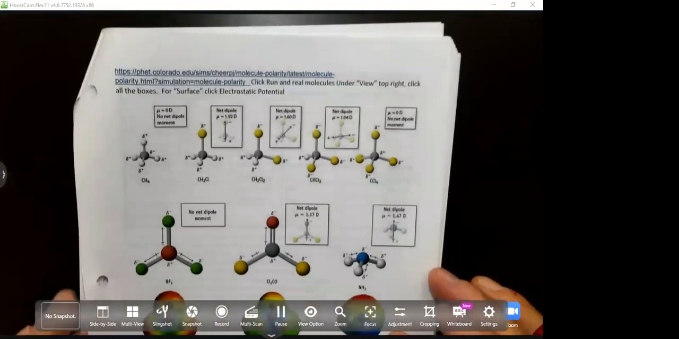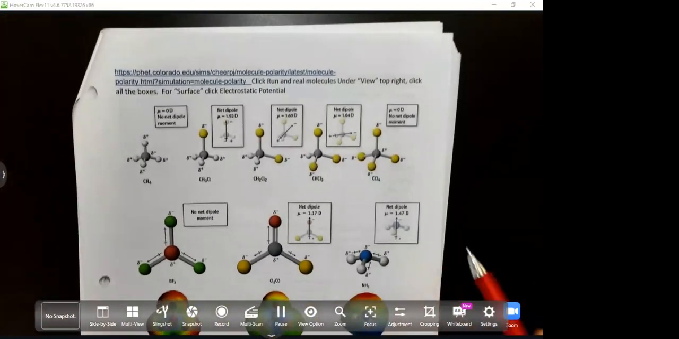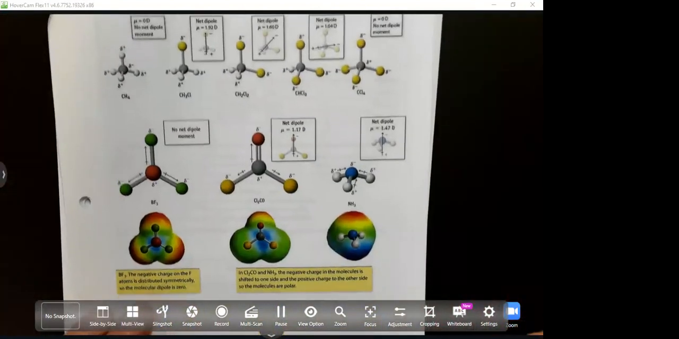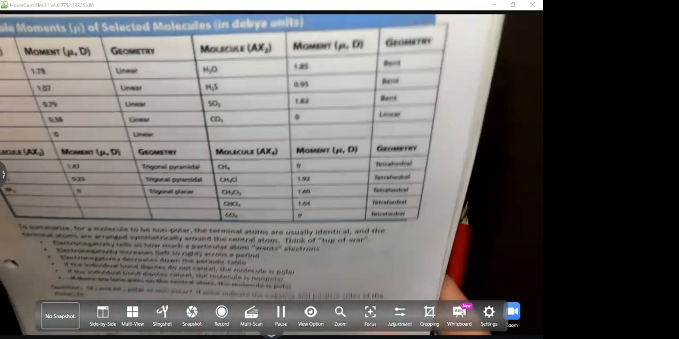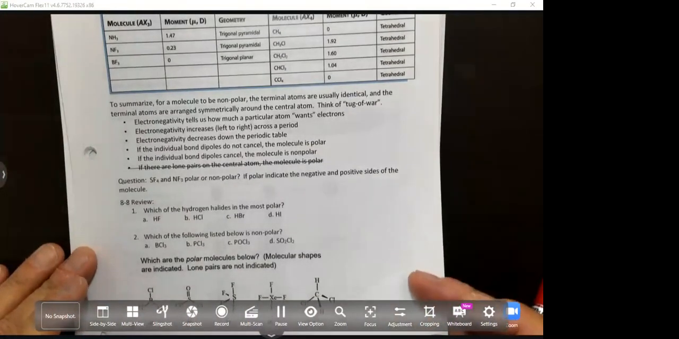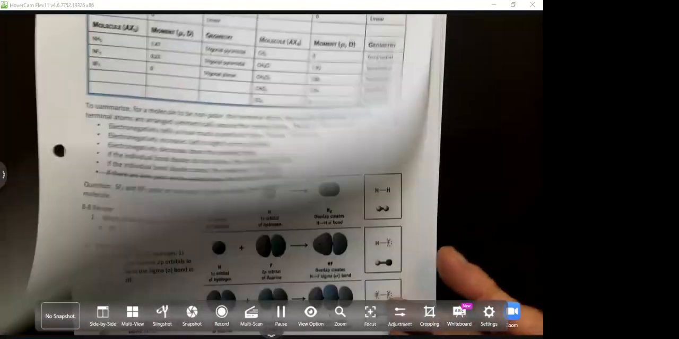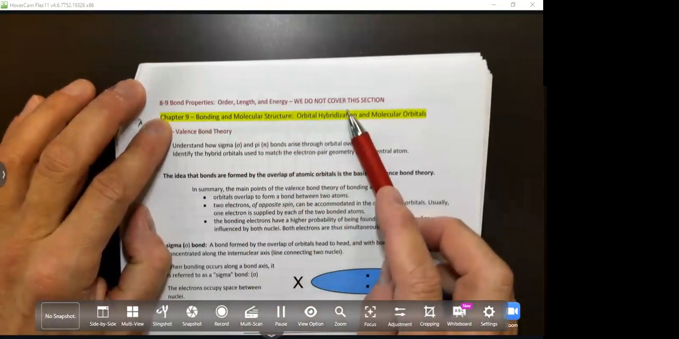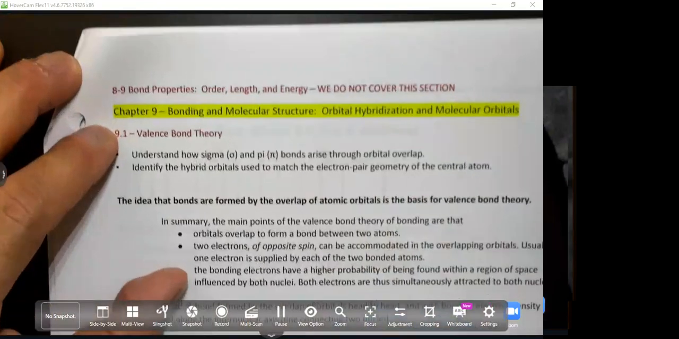We talked about whether something is polar or non-polar, whether or not it has a net dipole moment. We are going to chapter 9 then to finish up. 8-9 is bond properties. We do not cover anything in section 8-9.